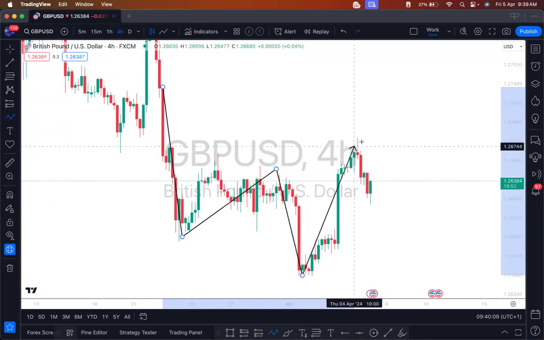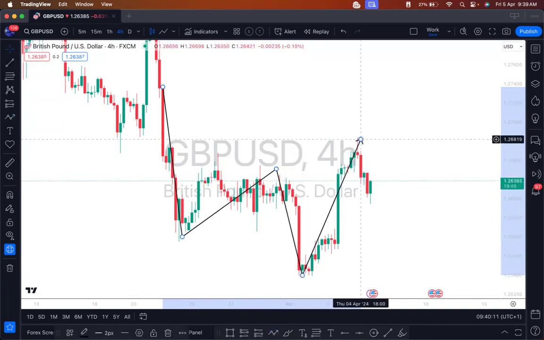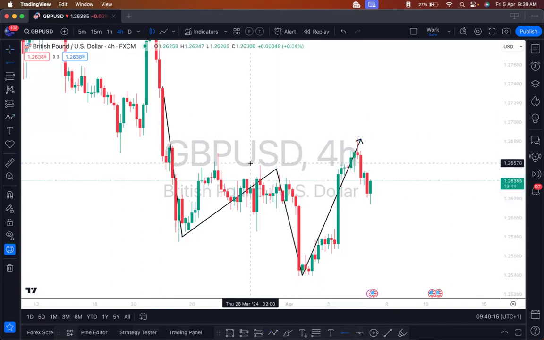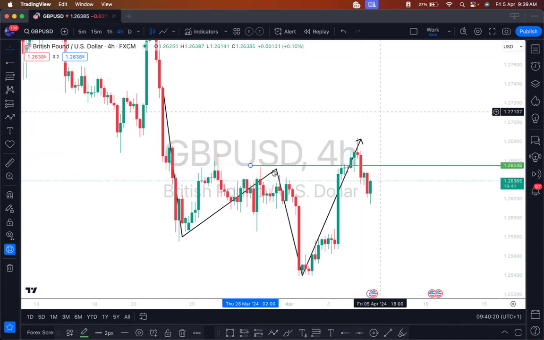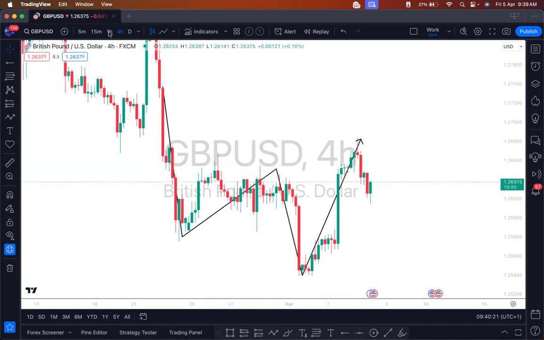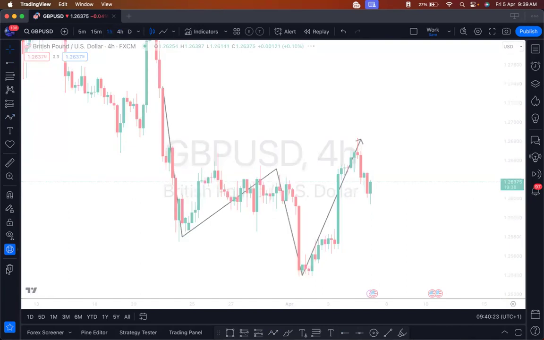Then we pushed up and created this high. The thing with this high is, if you look, it has broken above the previous lower high. So it's more or less like we have shifted structure towards an uptrend. Now let's go to the lower time frame and see if we can get any opportunities for a buy.